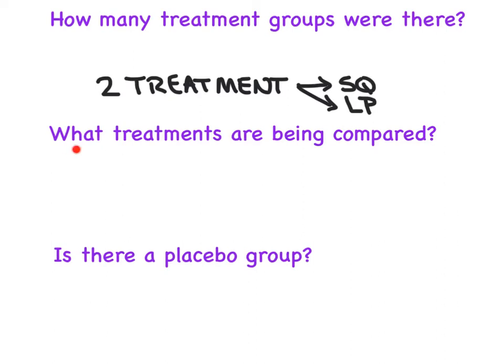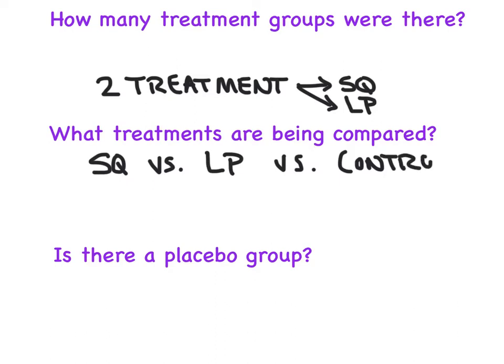Secondly, as far as what treatments are being compared here, it's kind of like a 3-way comparison. In other words, we're comparing our squats versus our leg presses versus our control groups. We're basically looking for the most efficient way to improve our speed and our jumping ability. Now, is there a placebo group? I would say yes, that is our control group.